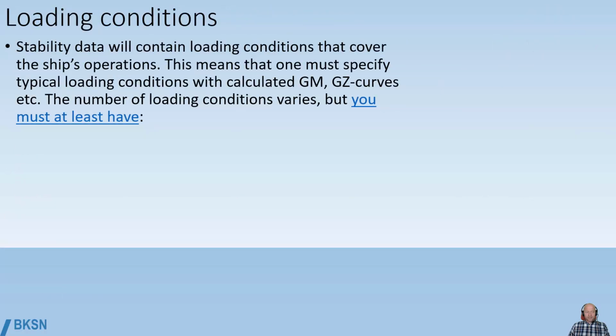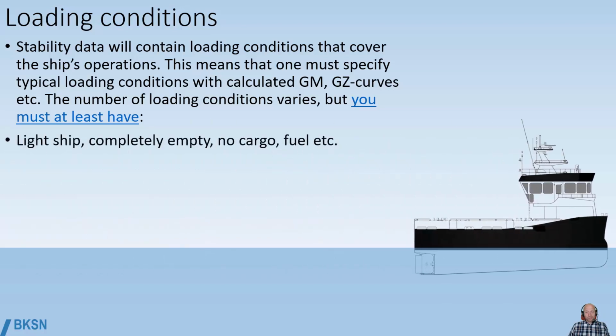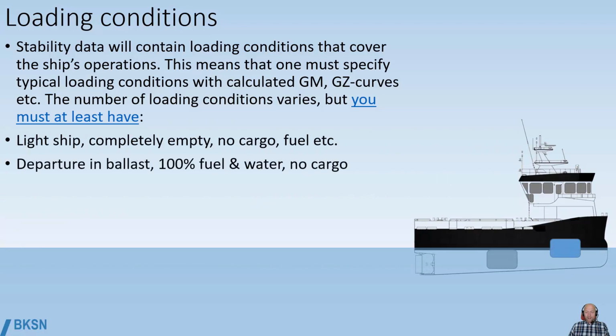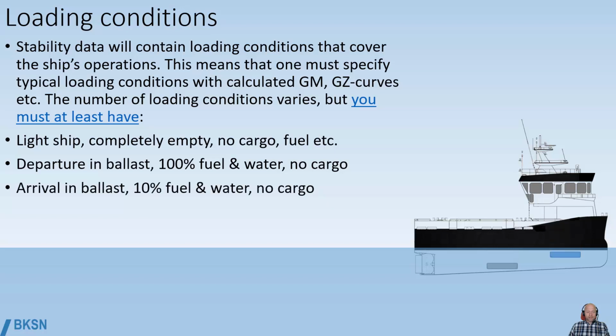The stability data of a vessel will contain loading conditions that cover the ship's operation. This means typical loading conditions with weights on board, distribution of weights on board, where you have calculated GM values, GZ curves, etc. How many loading conditions you have for a particular vessel will vary, but you must at least have a light ship condition, which is completely empty, no cargo, no fuel, nothing. A departure ballast condition, which is 100% of fuel and water but no cargo. Then you have arrival ballast, which is typically 10% fuel and water but no cargo.